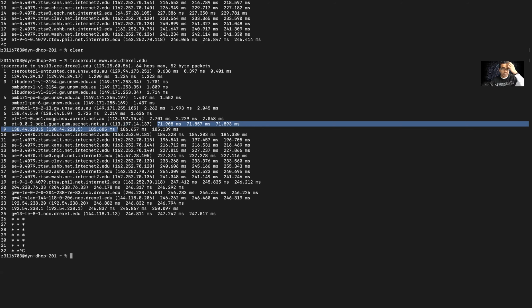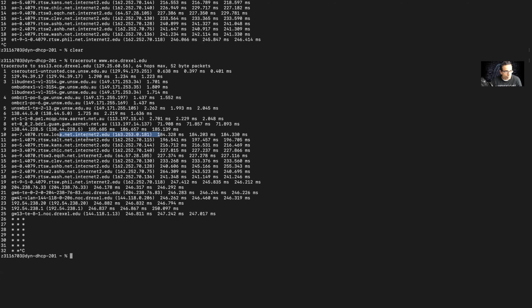And then this next hop is to the Internet2 network. So just like we have AARNet here in Australia, there's another network called Internet2 in the US, which serves as a backbone to a lot of universities in the US. So in fact, this has now reached the US. All of these hops are in the US.